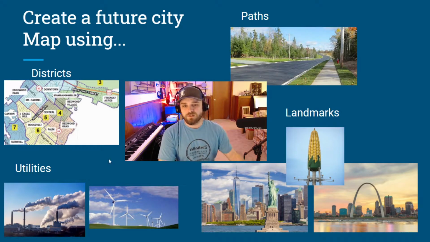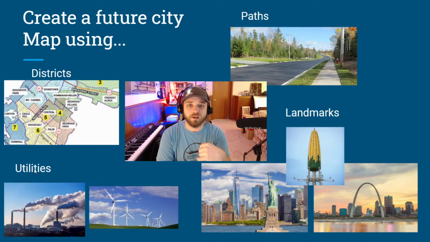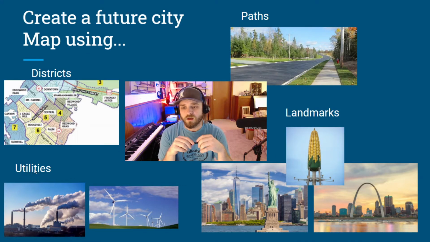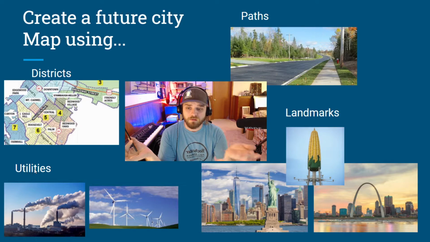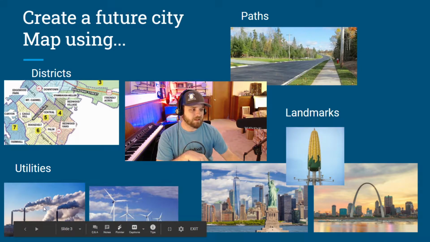And then finally, utilities. What does that mean? Well, utilities are like the things that keep your city running. So things like power. How do we get power? Right? There's different kinds of power plants. Like this one is a power plant that's making lots of smoke.